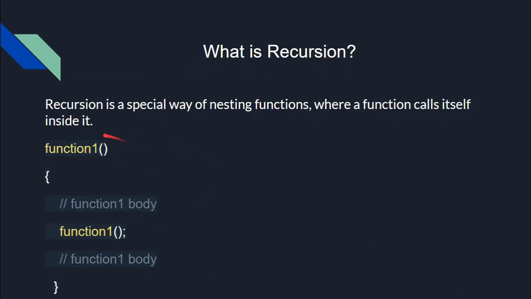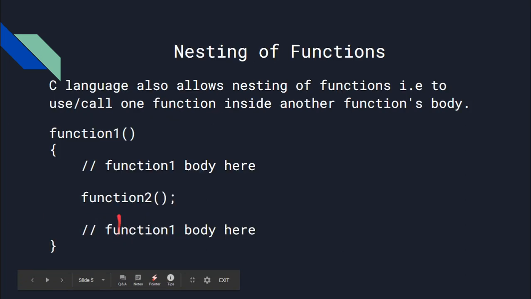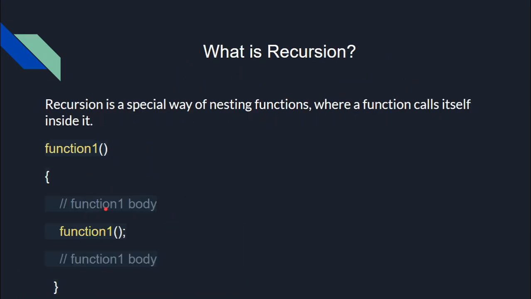Let us see the next type, which is the recursion function. What is a recursion function? It is a special way of nesting the function. You see here, this is where a function calls itself inside it. That means function 1 starts, runs many statements, and again calls function 1 itself. Note the difference here. In a nesting function, inside function 1, function 2 is called. But here, inside function 1, function 1 itself is called. That means this function repeats and repeats within the same function itself. That is called recursion, repeatedly calling itself.